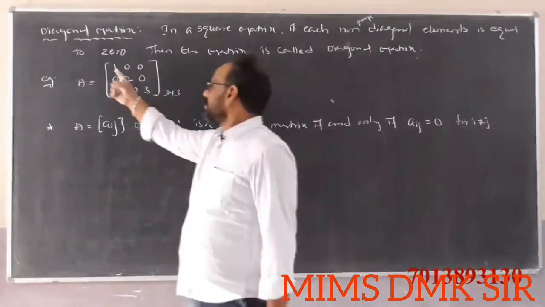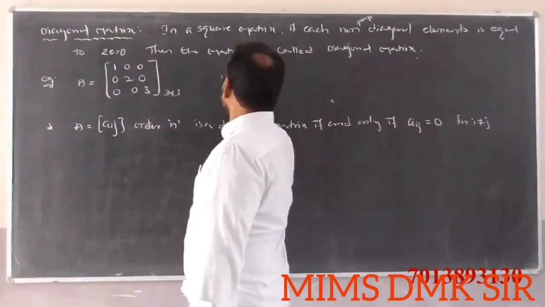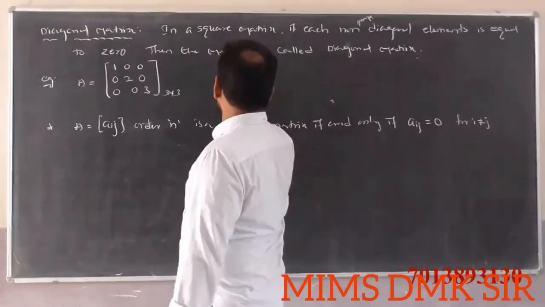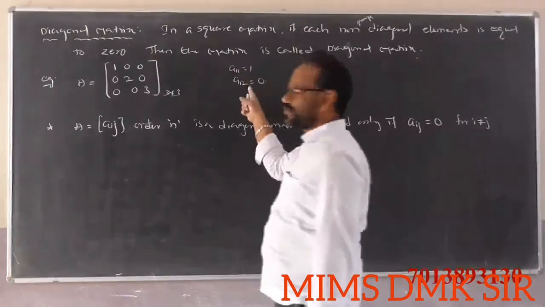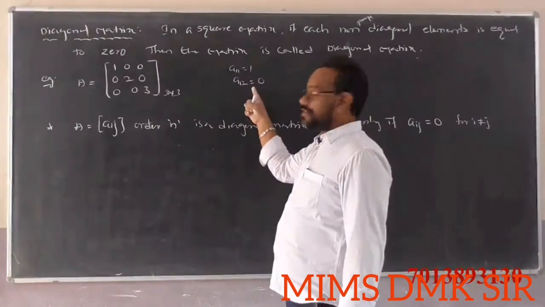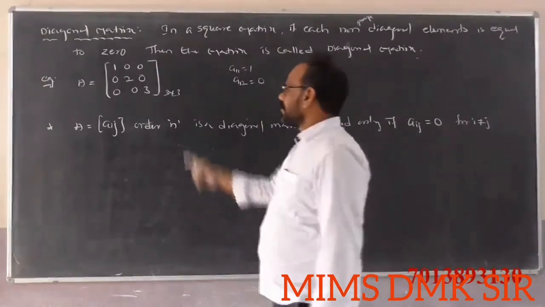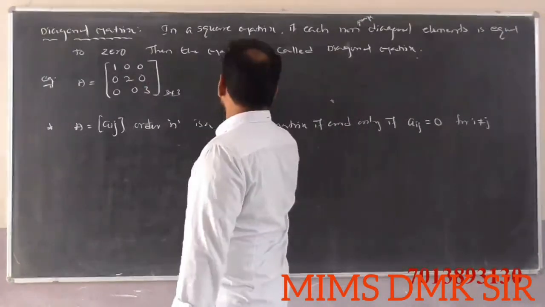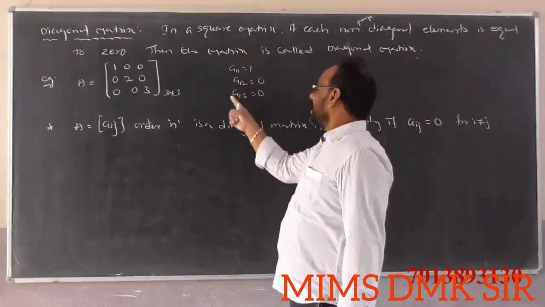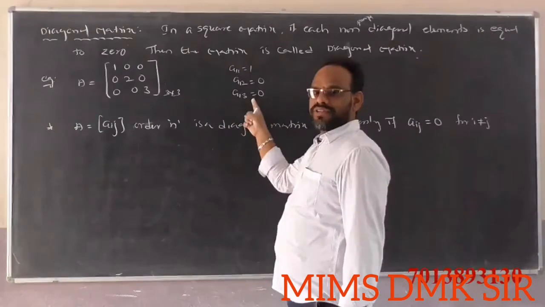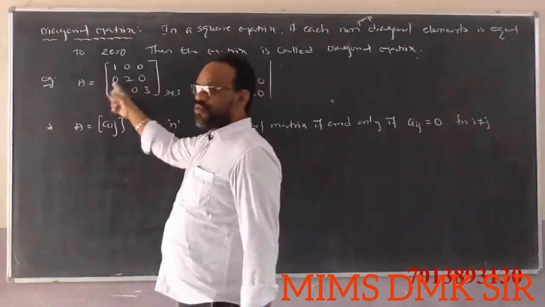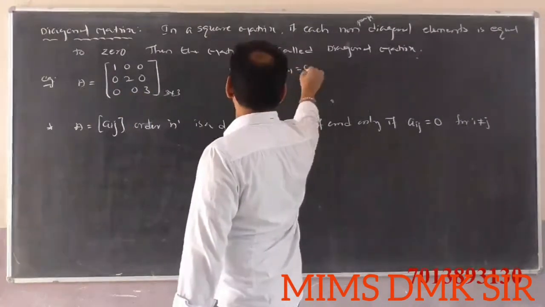Diagonal matrix. Observe here, this is the a11 element. Clearly, a11 value is 1. This is the a12 element. Here i is 1, j is 2, i is not equal to j, then the element value clearly is 0. This is element a13, value 0. If i is not equal to j, a_ij value is 0. Clear? Also a21 value is 0.